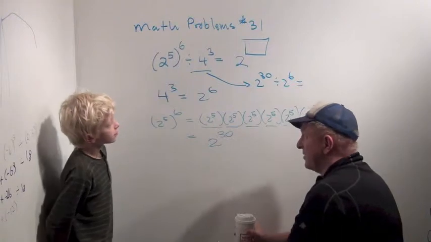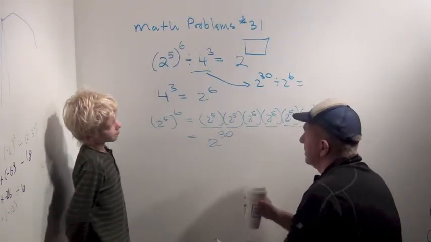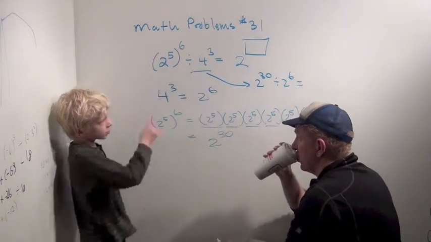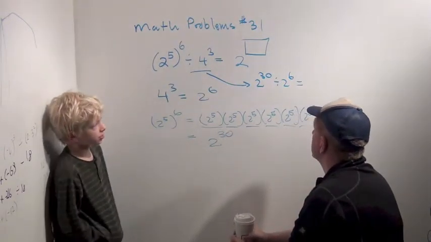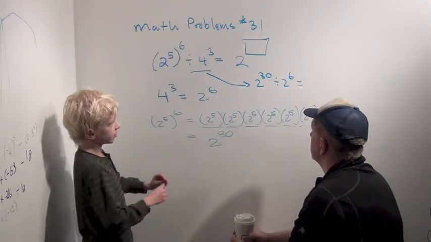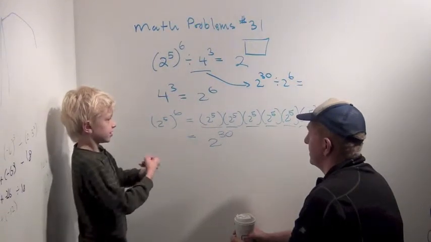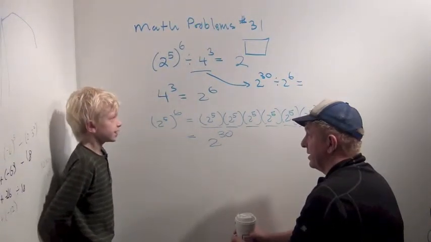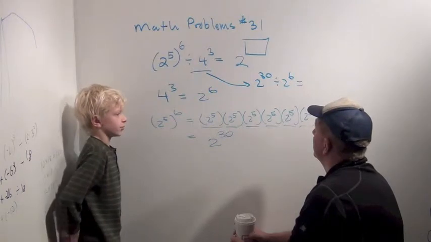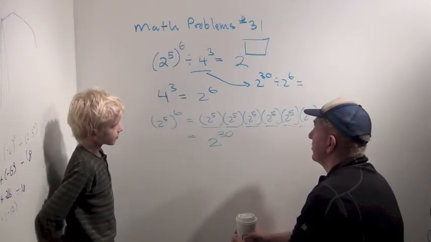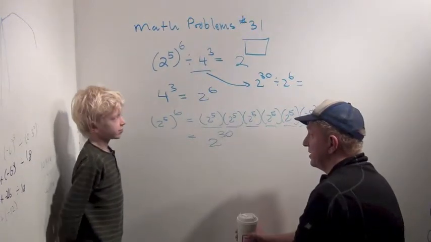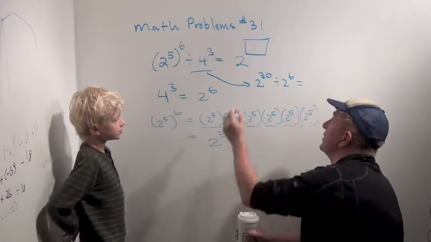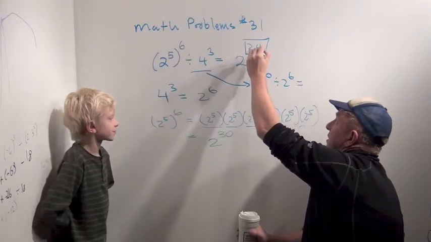For doing that, we take the larger number and put it on the top, and we subtract the smaller number from the larger number, and those go together. They disappear, and then you're left with the larger number. How many 2's am I left with when I have 30 2's on the top divided by 6 2's on the bottom? You're left with 24 2's. 2 to the 24th. There you go.